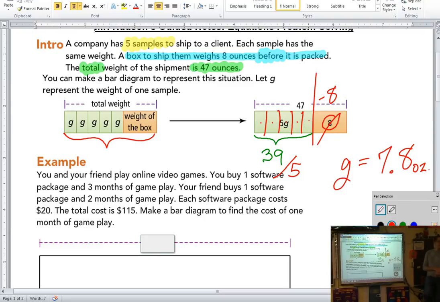Any questions on what we did two days ago? All we did here, guys, is the same process that we've been doing. Just we did it visually.